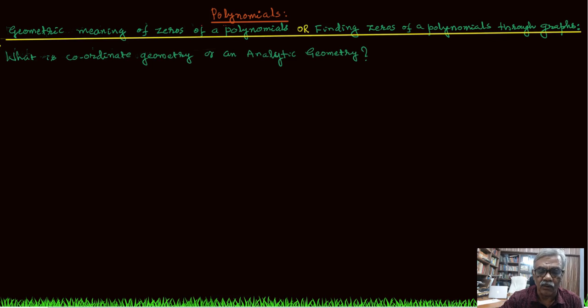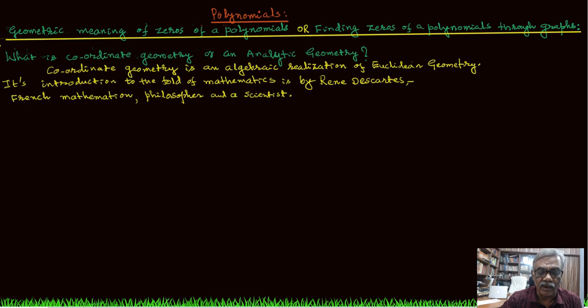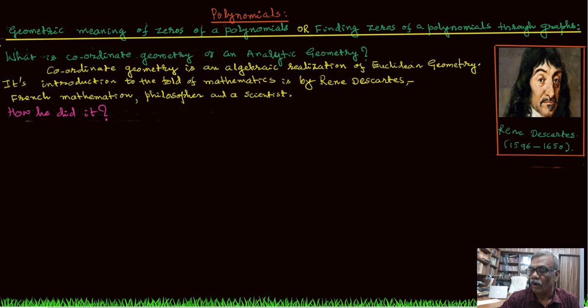Now, what is coordinate geometry or analytic geometry? Through this type of geometry, we can visualize the polynomial as a graph. Coordinate geometry is an algebraic realization of Euclidean geometry. Its introduction to the field of mathematics is by René Descartes, a French mathematician, philosopher, and scientist who lived during the period 1596 to 1650. How he did it, we can see here.